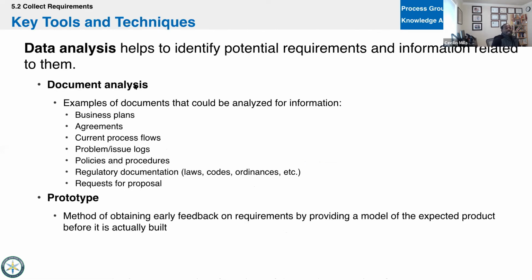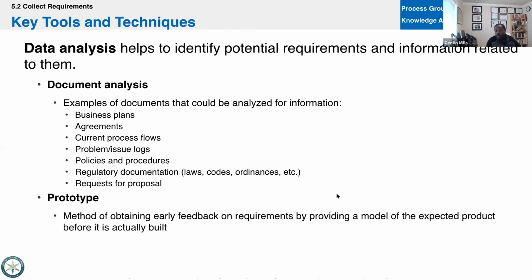And you got document analysis. Double check, measure twice, cut once. Right? So go back and look at all these things: your plans, your agreements, the contracts you have. You may have some contracts that have language in them that's not favorable to your project. You go look at all these things and see what regulatory laws and codes and ordinances exist that you have to look out for. And then you may prototype.